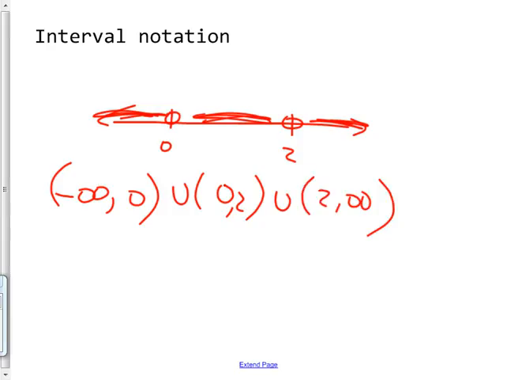What comes next? Union 0 to 2, union 2 to infinity. Under what circumstances would you ever use a bracket? If it actually worked in the answer. So if this was a filled in dot there, then I probably would just never have even mentioned 2. I would have just said from 0 to infinity. You know what I'm saying?